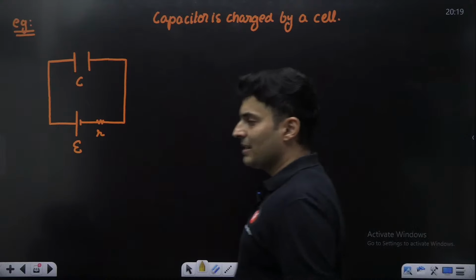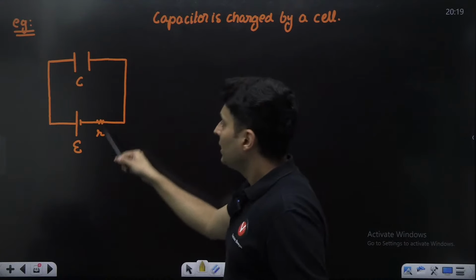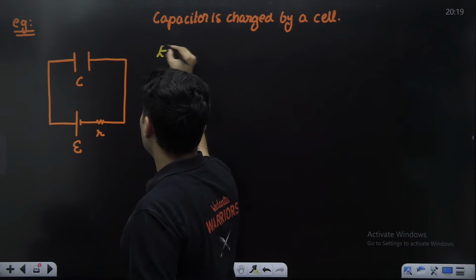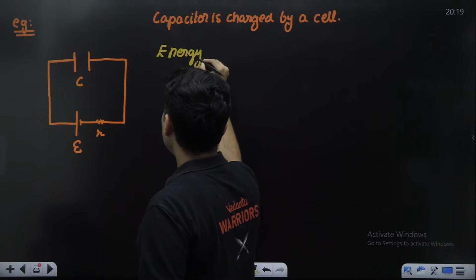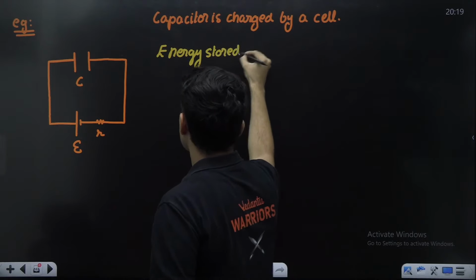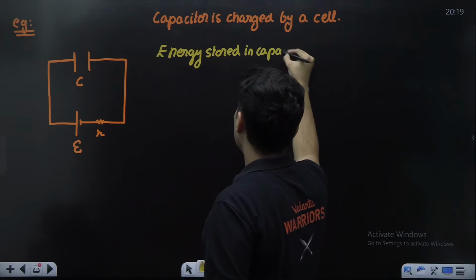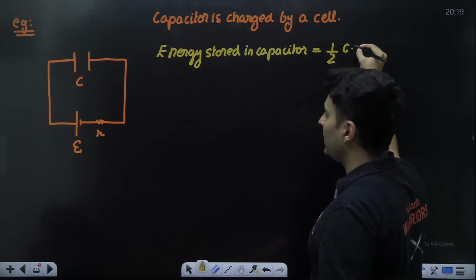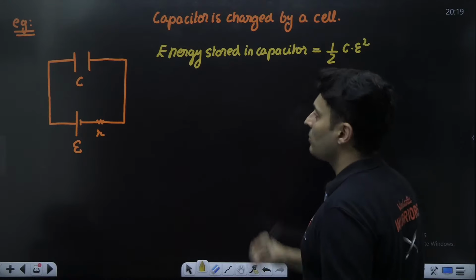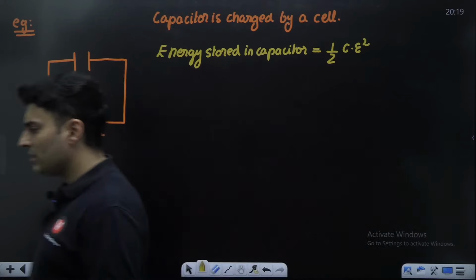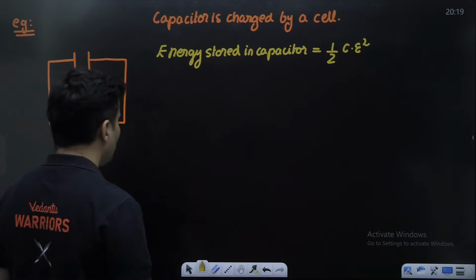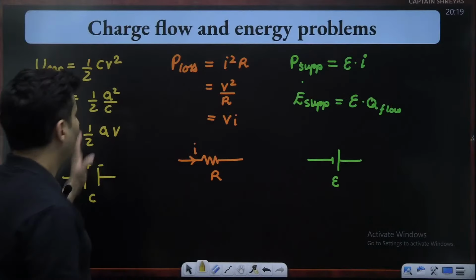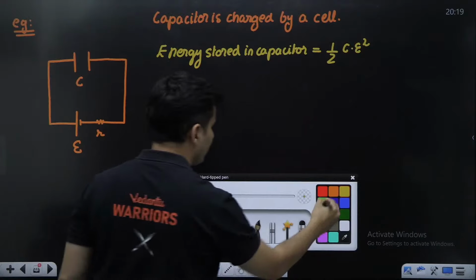Say for example, I ask you in this particular question, this battery is charging this capacitor. What is the energy stored in the capacitor? The energy stored in the capacitor is given by the formula half capacitance into voltage square. Voltage is basically E, so half CE square. Isn't that right? Half CE square. Perfect. Awesome. Now, if I ask you, what is the energy which is supplied by the battery? Let's try to find that out.